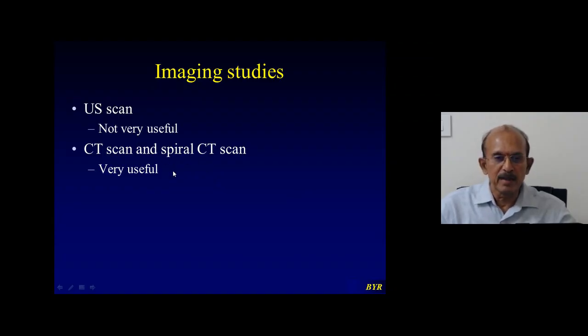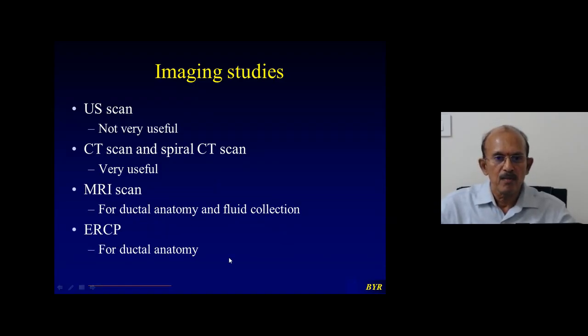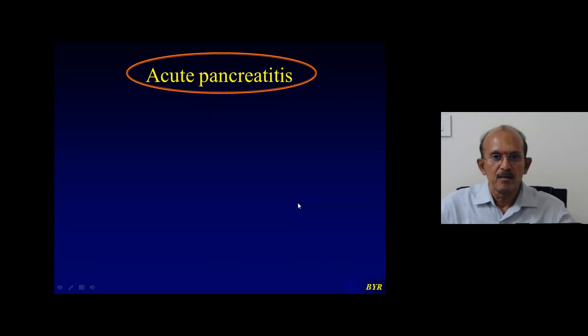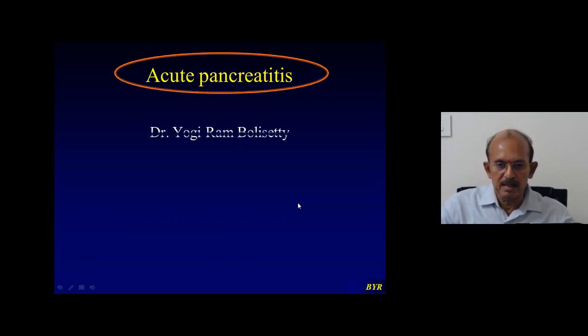So CT scan and spiral CT scan are very useful. MRI scan is for ductal anatomy and for fluid collection. ERCP is for ductal anatomy. So these are the imaging studies. Now let's discuss the proper topic, acute pancreatitis.